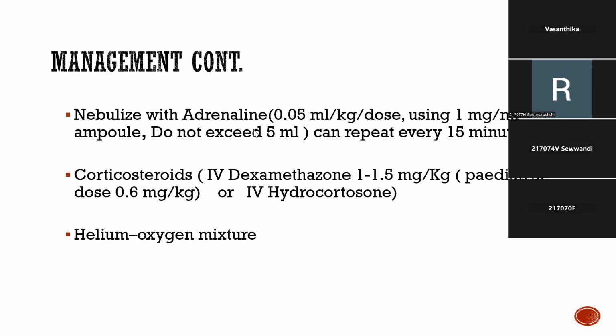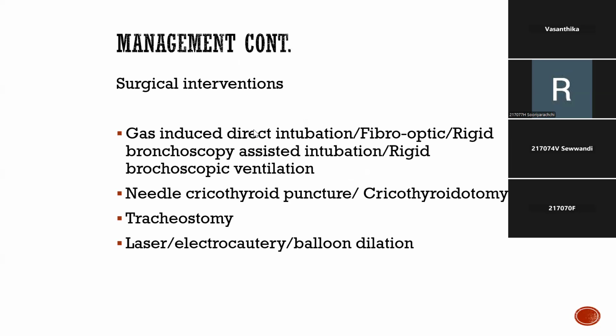Helium oxygen is a mixture which is used in other countries, but we do not have this mixture, which penetrates into your lungs easily. That's why they give helium oxygen mixture, but in other countries it is available. So that's the medical management. Then surgically, what you can do is, with the help of the anesthesia team, ENT, and either physician or pediatrician, you can do a gas-induced bronchoscopy-assisted intubation to secure the airway using the rigid bronchoscope.